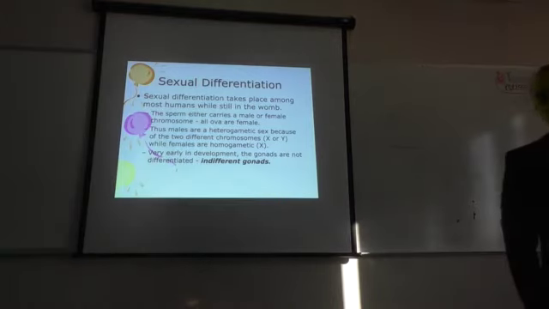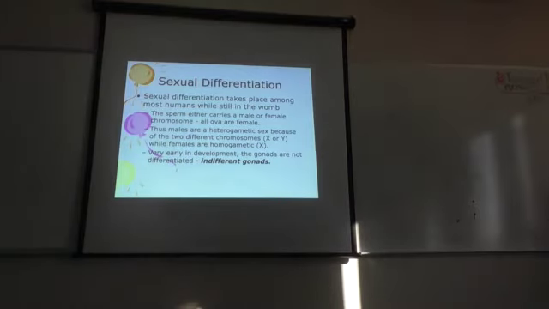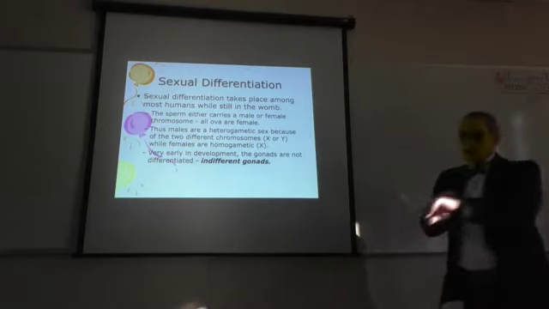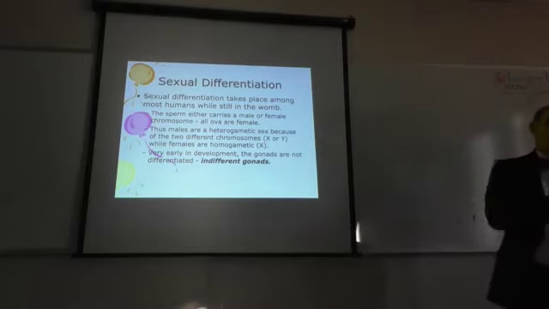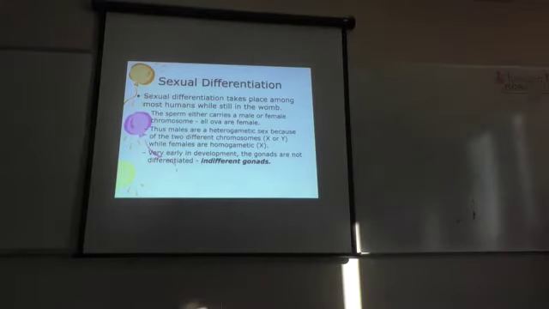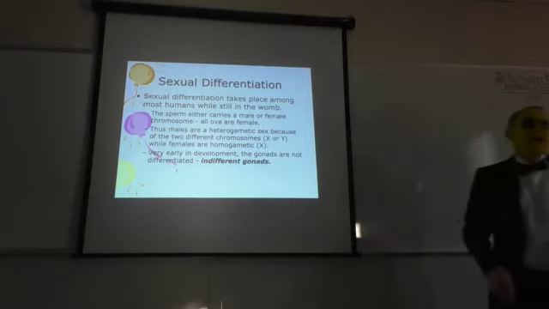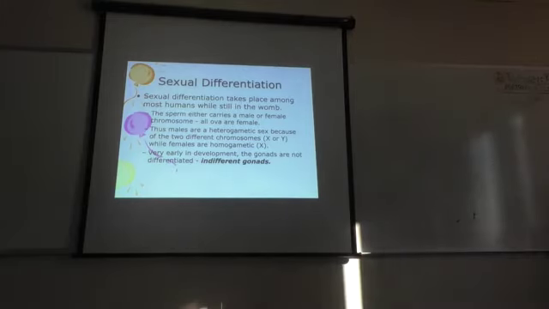Sexual differentiation takes place among most humans while still in the womb. The sperm either carries a male or a female chromosome. All ova are female, and therefore all women want to produce female children. Well, anyway, they're all X's. Thus, males are the heterogametic sex because of the two different chromosomes, either X or Y, while females are homogametic, they only produce X chromosomes.